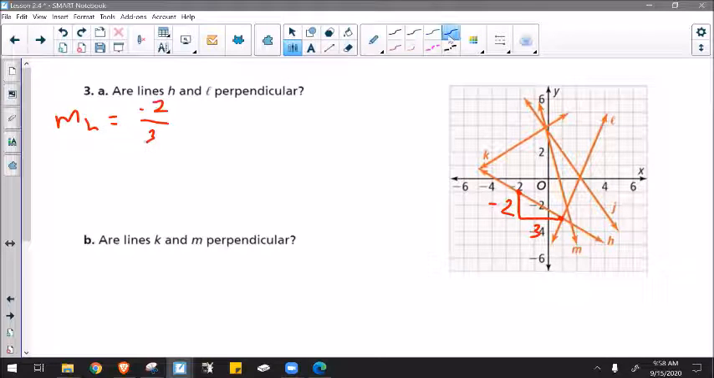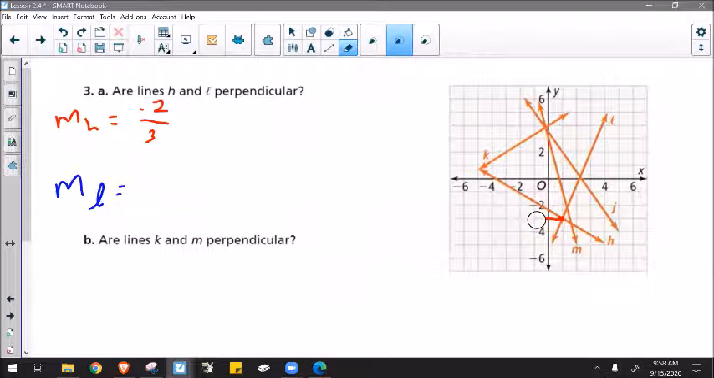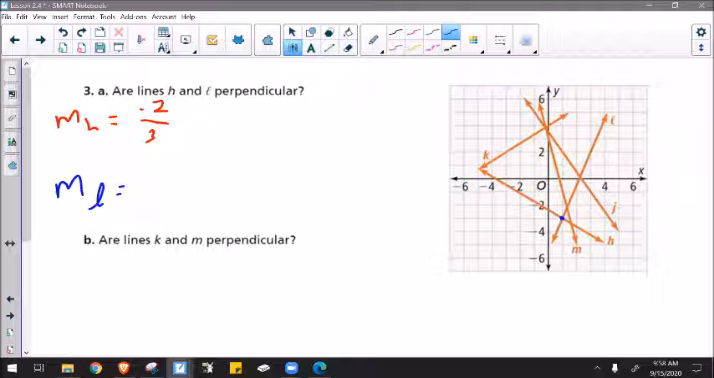The slope of L, looking for two nice points. Got one right here, and one right here. Rise over run: 1, 2, 3, 4, 5. Remember, count your spaces. So you're going up 5 spaces, and you're going to the right 2 spaces.